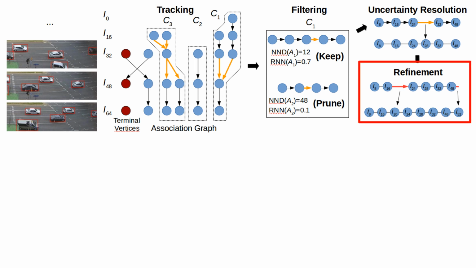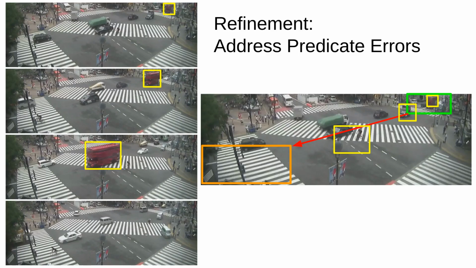Like uncertainty resolution, refinement also samples additional video frames. But whereas uncertainty resolution addresses tracker errors, refinement addresses cases where we cannot accurately evaluate the predicate due to the low sampling frame rate.